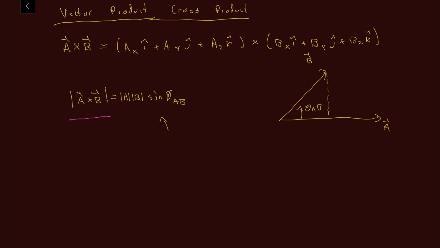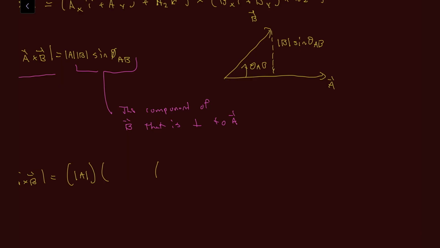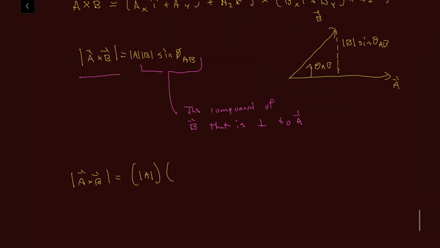Now since we're dealing with sine, we have to take this component. And what this tells us is that this term here is simply the component of B that is perpendicular to A. So you can reason that the magnitude of the cross product between A and B is equal to the magnitude of A times the component of B that is perpendicular to A. And that gives you a little bit of insight.